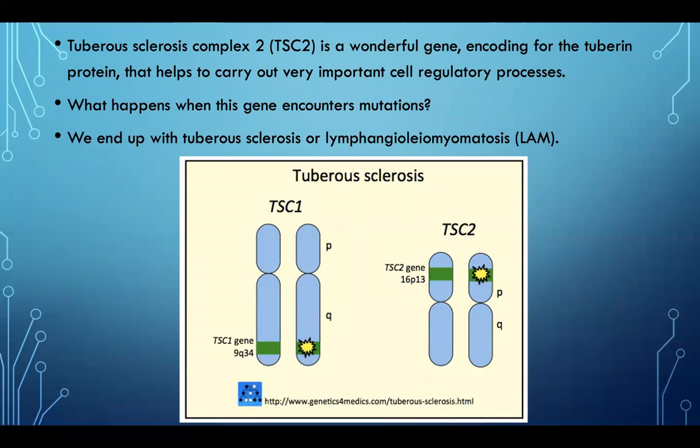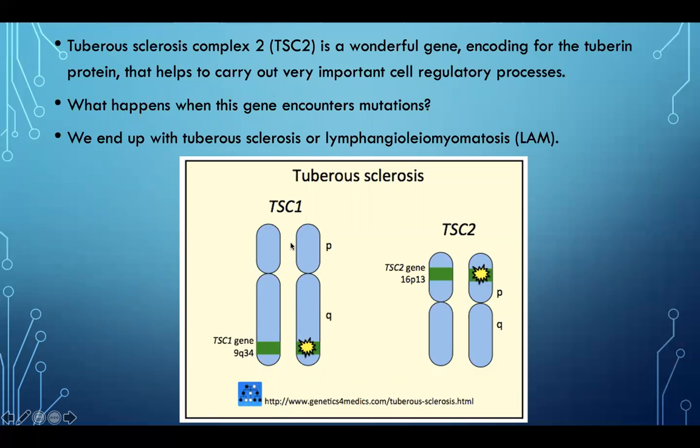So TSC2 is a wonderful gene, encoding for tuberin protein, and this helps to carry out very important cell regulatory processes. But what happens when this gene encounters mutations? We end up with tuberous sclerosis, or, and I'm going to try to say this, lymphangioleiomyomatosis, or LAM for short, which is much easier to pronounce.